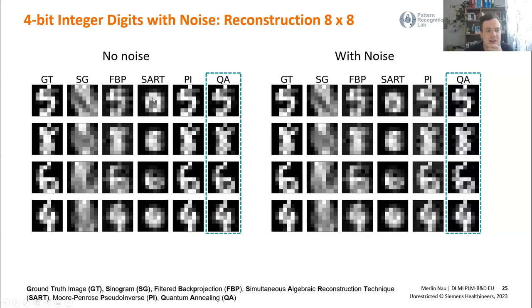But if we look at the tables, we can see the ground truth on the left side. We can see the sinogram, so these are the measurements. We can see the filtered back projection, which is a very conventional reconstruction technique. And then we have SART, which is an iterative reconstruction technique, which is used a lot in practice. And then we have PI, which resembles our pseudo inverse solution, so just taking the pseudo inverse of our matrix.